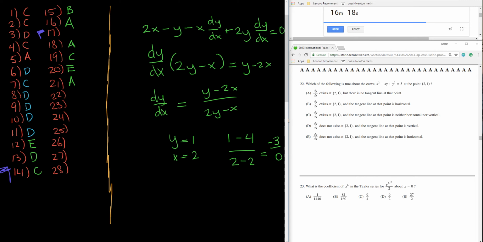Well, dy/dx does not exist at that point. First of all, if you have a derivative that doesn't exist, it is because the tangent line is vertical. A tangent line that is horizontal will make a dy/dx that is equal to 0. So 22 has answer D, because it does not exist, and the tangent line is vertical.